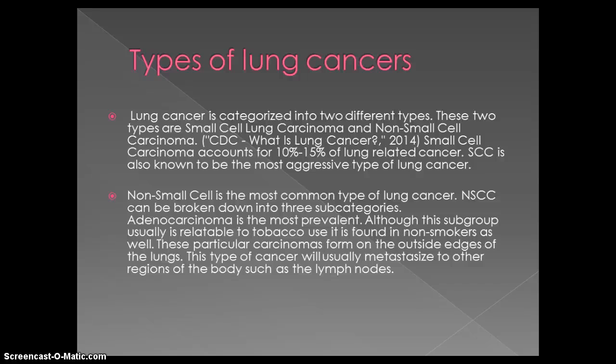NSCC can be broken down into three subcategories. Adenocarcinoma is the most prevalent. Although this subgroup usually is related to tobacco use, it is also found in non-smokers as well. These particular carcinomas form on the outside edges of the lungs. This type of cancer will usually metastasize to other regions of the body, such as the lymph nodes.